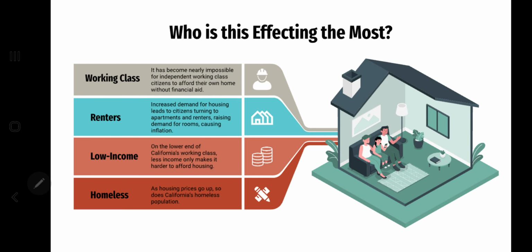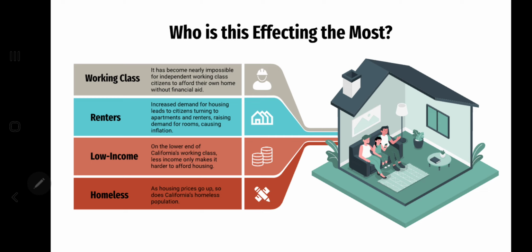Who is this affecting the most? California's average salary lands at about $60,000 a year. That translates to about $5,000 per month. The average cost of a home in California comes out to about $750,000, which is up 4% compared to previous years. Monthly mortgage, including taxes and interest, comes out to just over $5,000, demonstrating how the housing crisis has made it extremely difficult for an independent working-class citizen to be able to afford housing off of their own income alone.